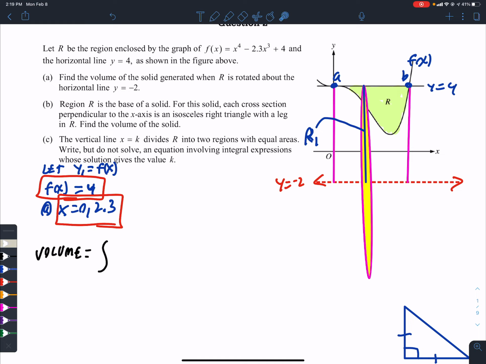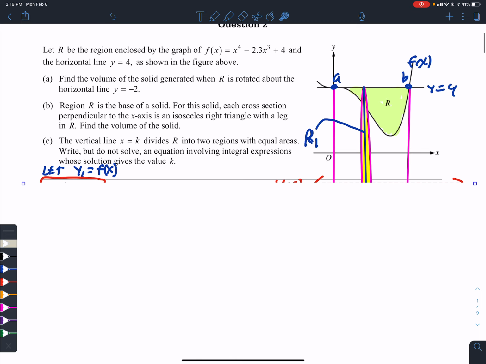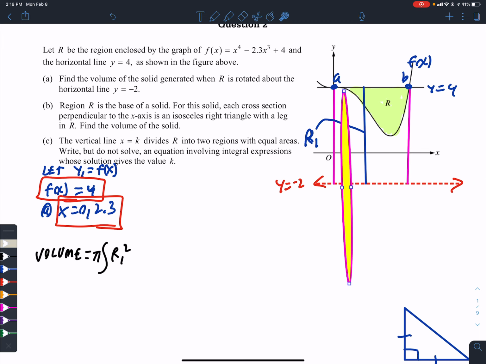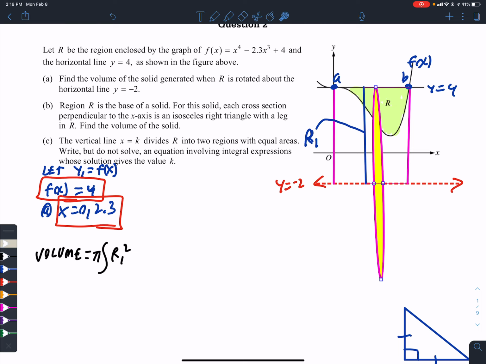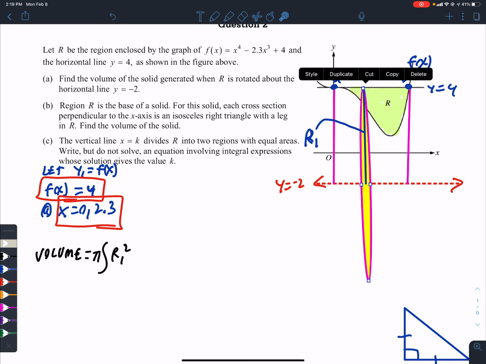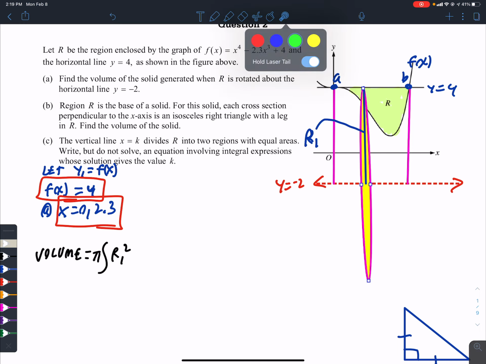So what's the area of that circle? Pi r squared. I'm going to say R1 squared, and I'm going to add them up. The first one is at 0, and we're going to add them all the way across so we get to B, which is 2.3. The reason I didn't label these A and B is because they're such simple numbers, it's just as easy to use 0 and 2.3.